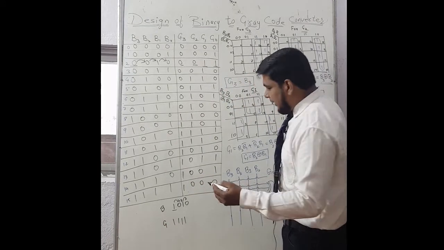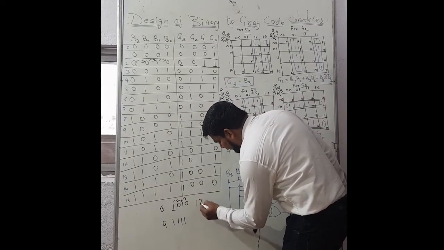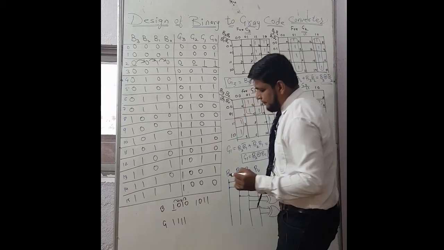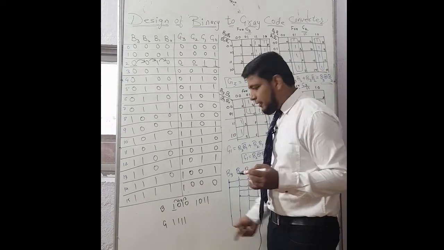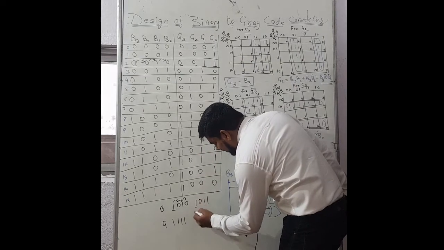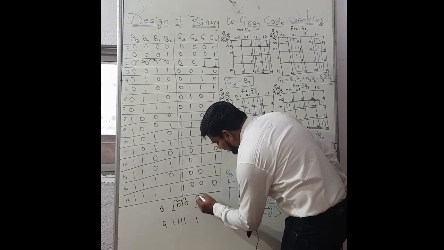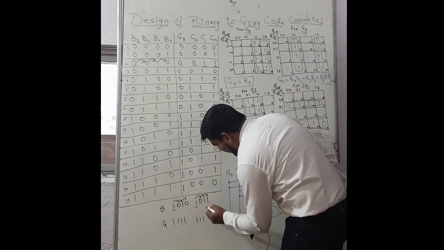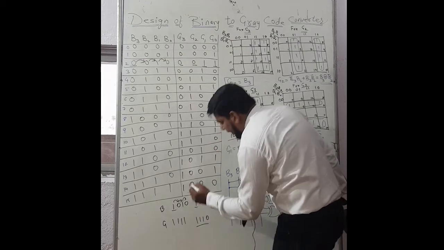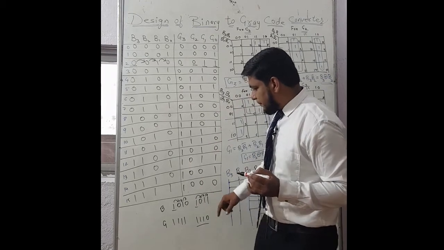One more example we can take. If we have to convert this 1011, if this is a binary number and we have to convert it into its gray equivalent, then first bit as it is and XOR operation with the next bit. So 1 XOR with 0 is 1, 0 XOR with 1 is 1, and 1 XOR with 1 is 0. So this is the gray equivalent of this binary number.